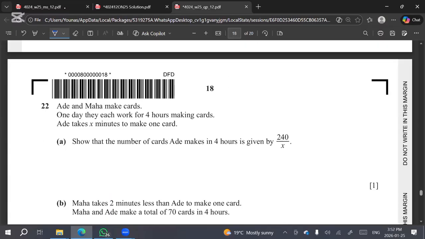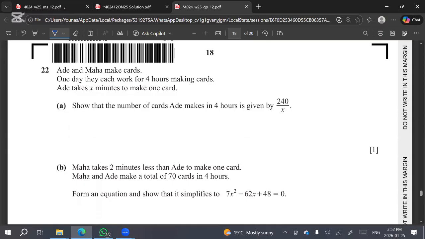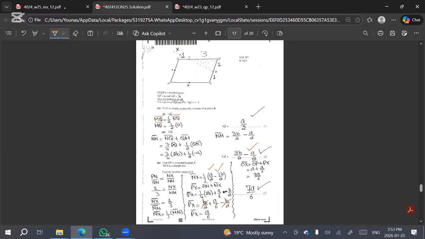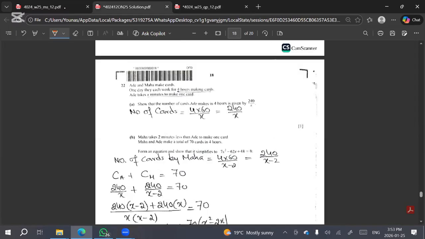Then we have question number 22. Eddie and Maha make cards. One day they each work for 4 hours making cards. Eddie takes X minutes to make one card. Show that the number of cards Eddie makes in 4 hours is given by 240 divided by X. So try to understand. The rate given here is in cards per minute. So X minutes to make one card, but the total time is given in hours. Okay, so we have to keep this in our mind.